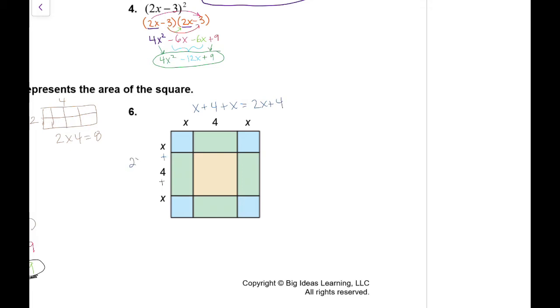And the same thing happens with the side. I have x plus x is 2x plus 4. This is equal to 2x plus 4 squared, which equals 2x plus 4 times 2x plus 4. They're the exact same thing.